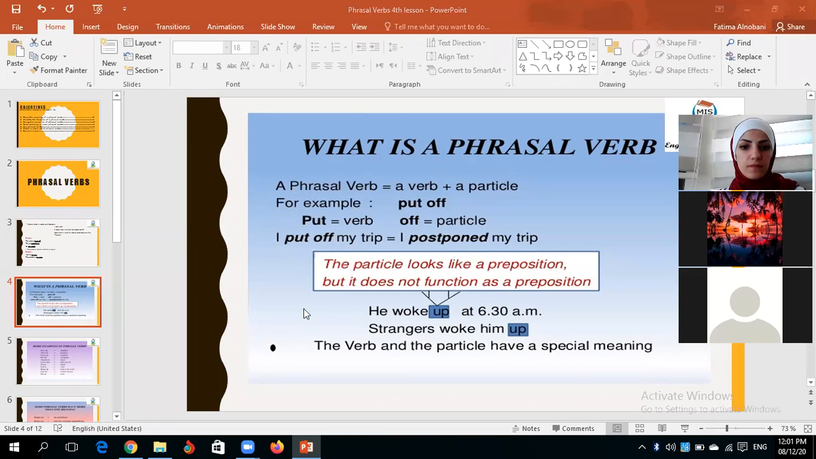What is a phrasal verb? A phrasal verb equals a verb plus a particle. For example, put off. Put equals verb, off equals particle. I put off my trip. I postponed my trip. The particle looks like a preposition, but it does not function as a preposition. He woke up at 6:30 a.m. Strangers woke him up. The verb and the particle have a special meaning.